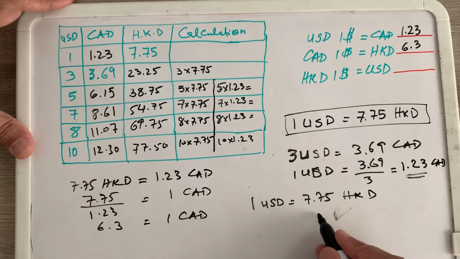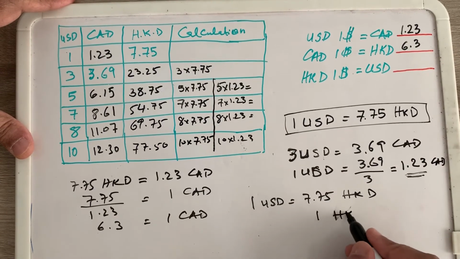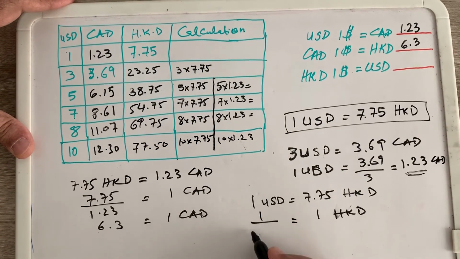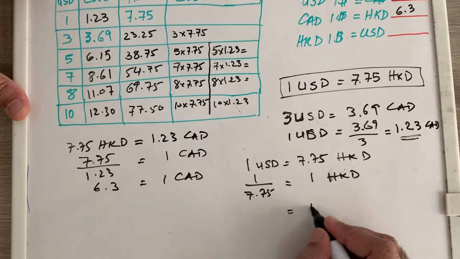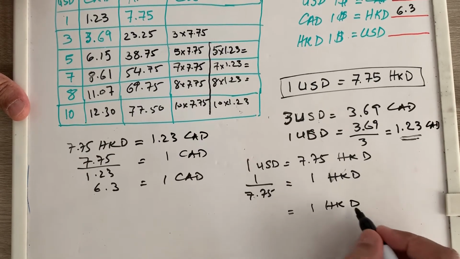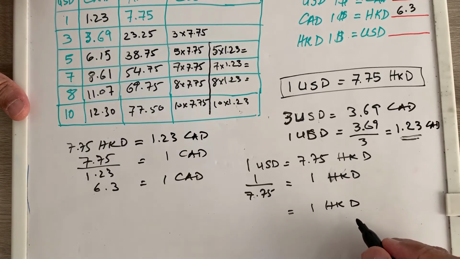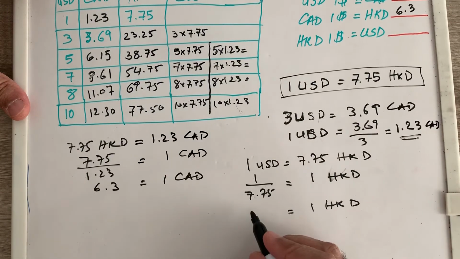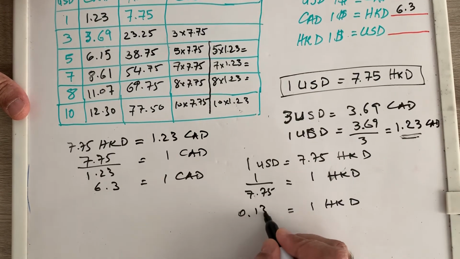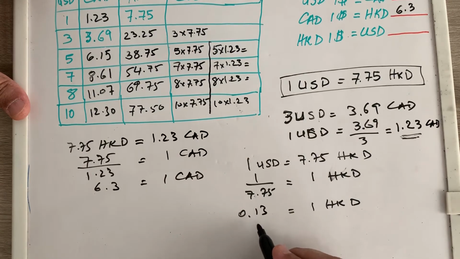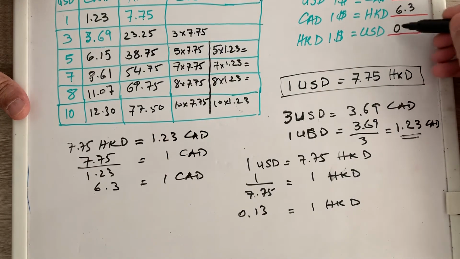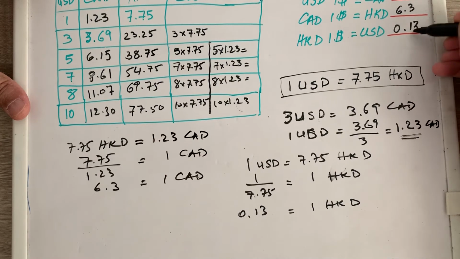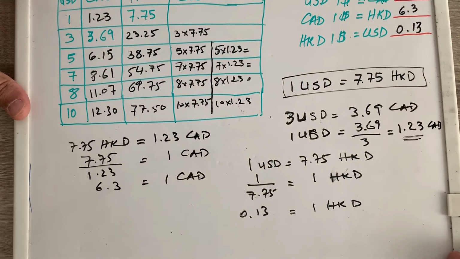Hong Kong dollar. So I need the value of 1 Hong Kong dollar, which is equal to 1 divided by 7.75. So 1 HKD will be equal to 1 divided by 7.75, which is equal to 0.13, right? I am just rounding it off, it is 0.129, so I put 0.13. So 1 Hong Kong dollar is equal to 0.13. So these are the multiplying factors, right? So we have those factors.